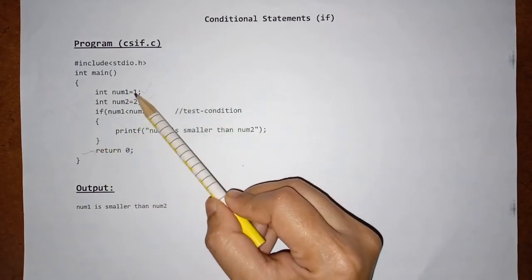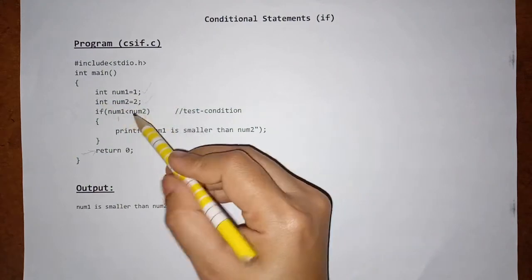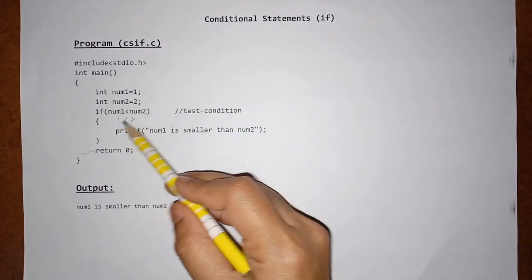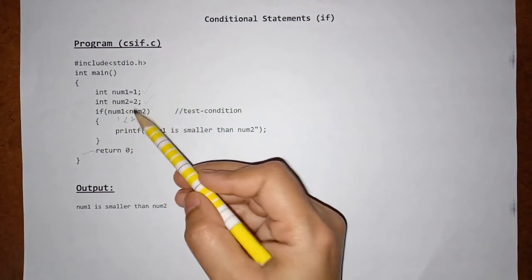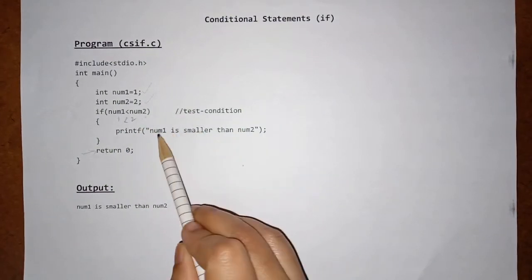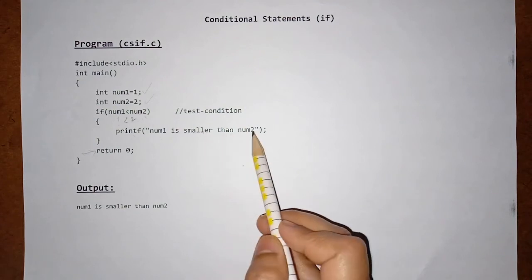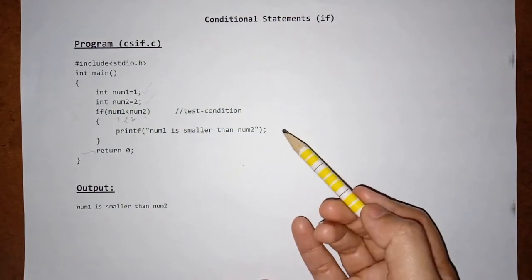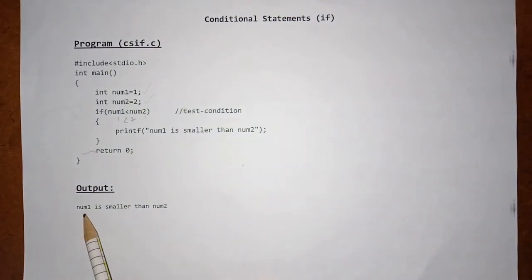Okay, so now checking the condition 1 is less than 2. So this gives us the result true. So if it is true, what happens? The printf statement will get executed now. So "num1 is smaller than num2" will be produced as output. So here we got "num1 is smaller than num2" as output.